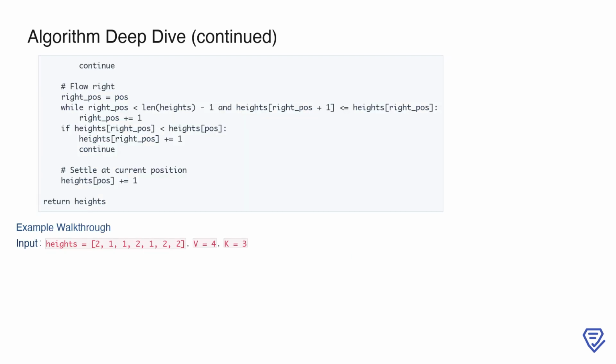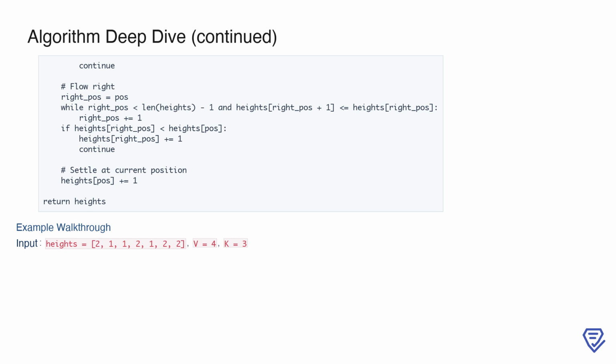The pseudocode for this algorithm provides a clear breakdown of the steps. For each unit of water, we start at the pour index K and initialize the position as POS. First, we attempt to flow left by decrementing left_POS while the elevation decreases. If we identify a lower position on the left, we settle the water at that position by incrementing the elevation. Otherwise, we move on to the right flow.